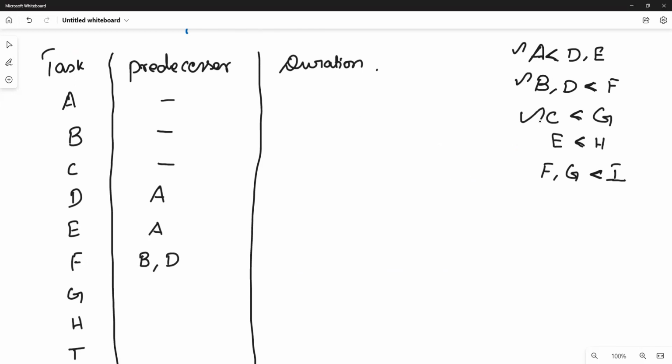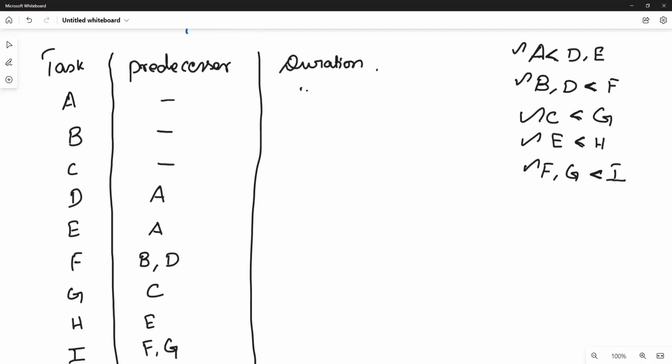What does this inequality state? C is the predecessor of G. So after completion of C, G starts. This states E is the predecessor of H. So H starts after completion of E. F and G are predecessors of I. So I starts after completion of F and G together.